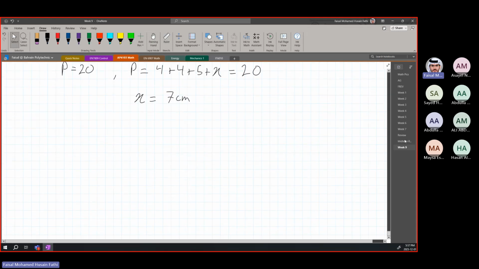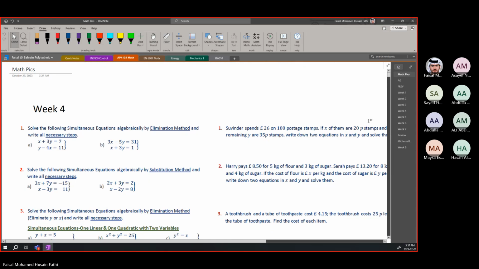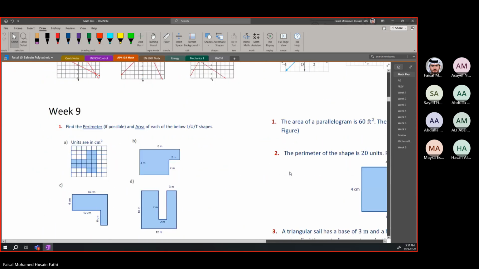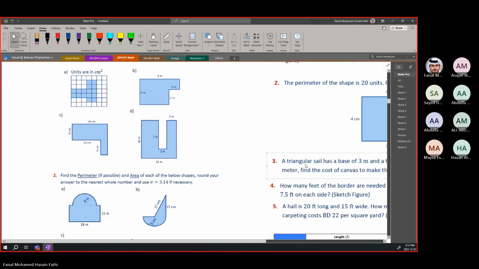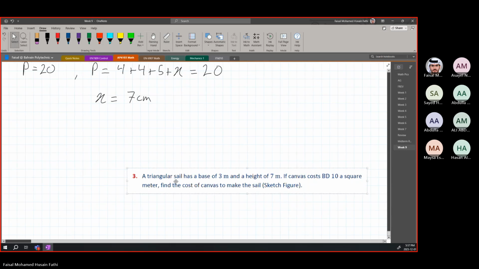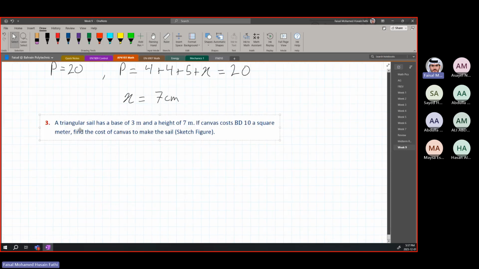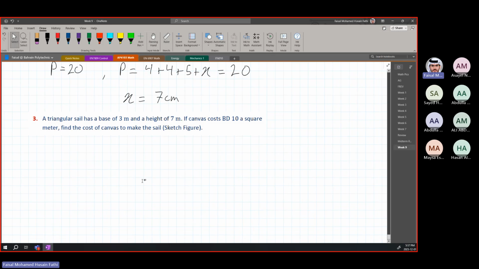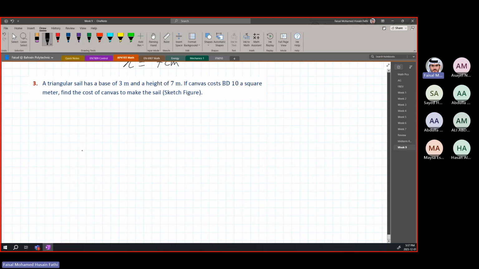Now, question 3. A triangular sail has a base of 3 meters. Again, step by step. Triangular. Triangle. What does triangle mean? You draw a triangle. Has a base of 3 meters. So we know that this is 3 meters. And the height of 7 meters. So we know that this perpendicular height is 7 meters.